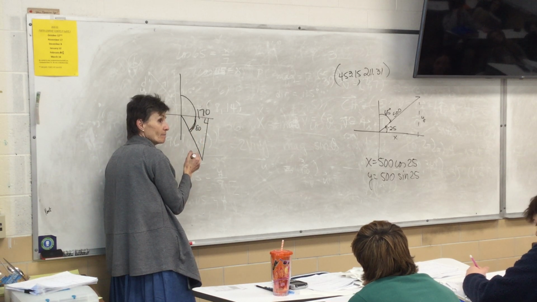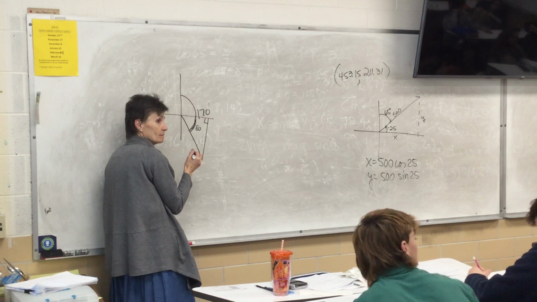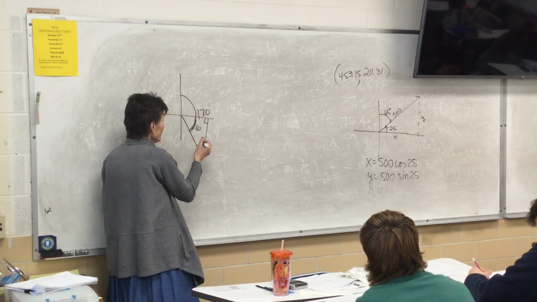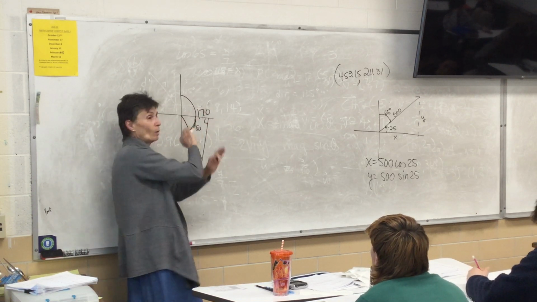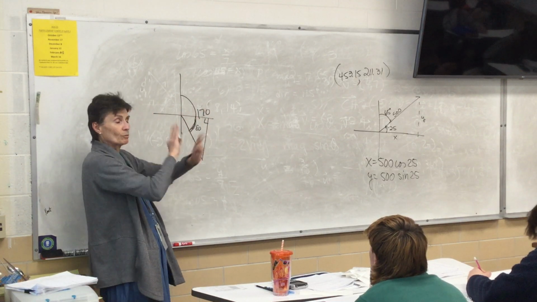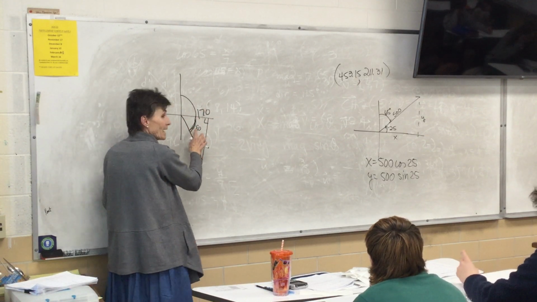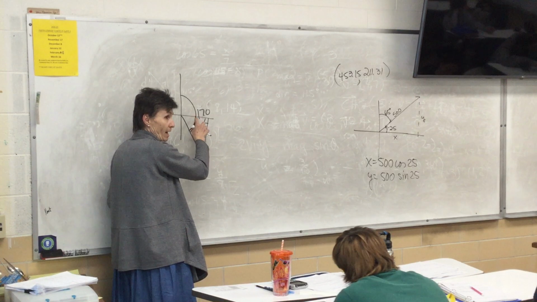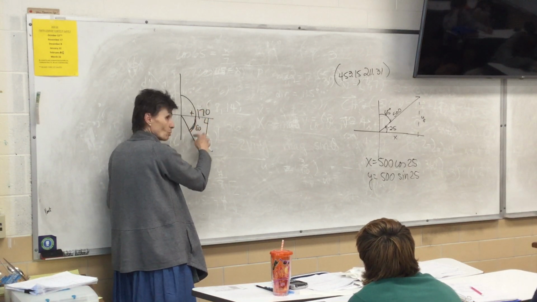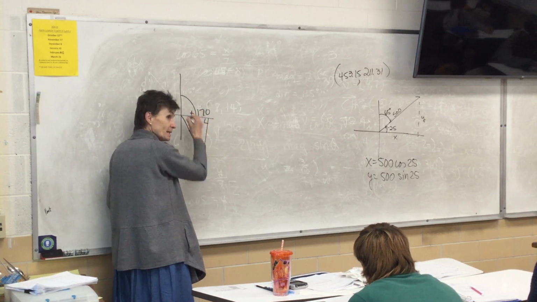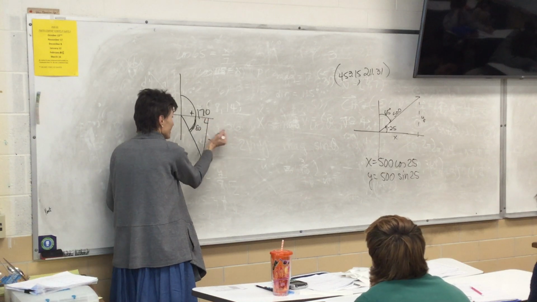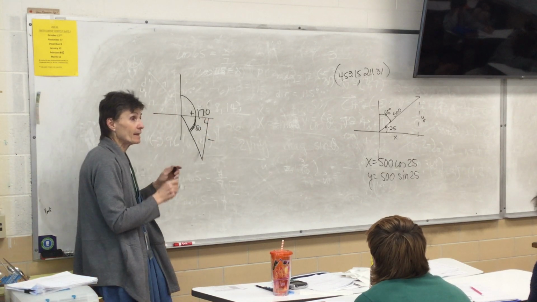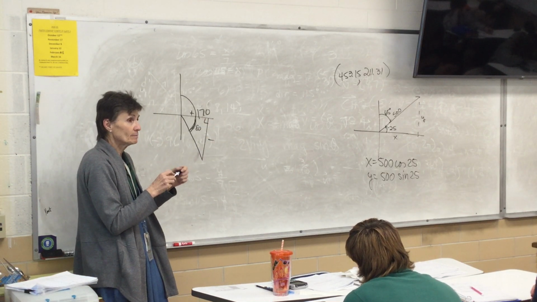Yeah, I used 80. Okay, so I would get a negative if I used 170. Well, you don't use 170, okay? Don't use 170. You're using 80, but you're recognizing that in this quadrant where your airplane is, x is positive and y is negative. Okay?